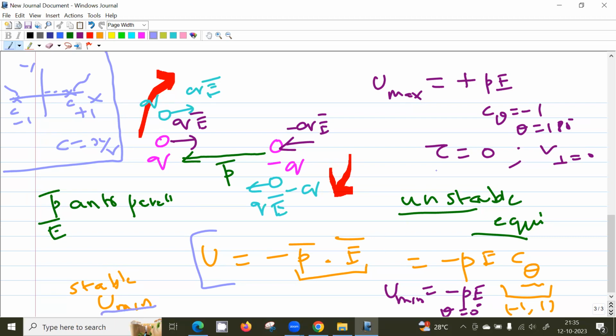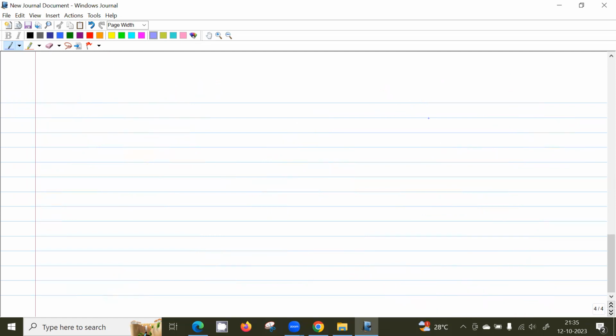Okay, so unstable equilibrium position corresponds to potential being maximum. The analogy in the gravitational case: this is the hill and this is a valley. Here the gravitational potential, which is mgh, will be minimum, and here the gravitational potential is mgh. Let me call it h2, and let this height be h1. So this position is where the mass is.